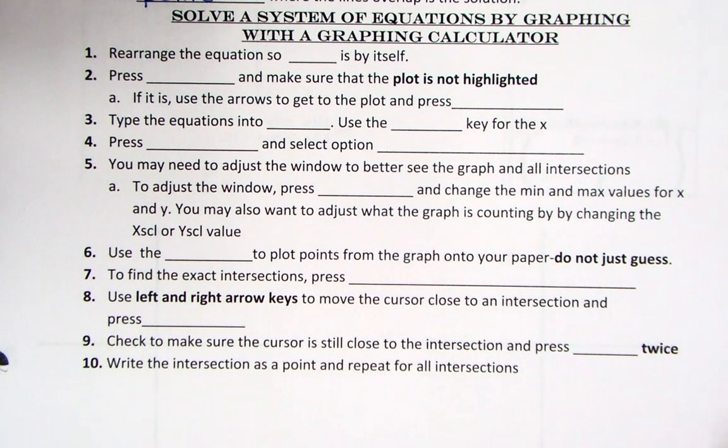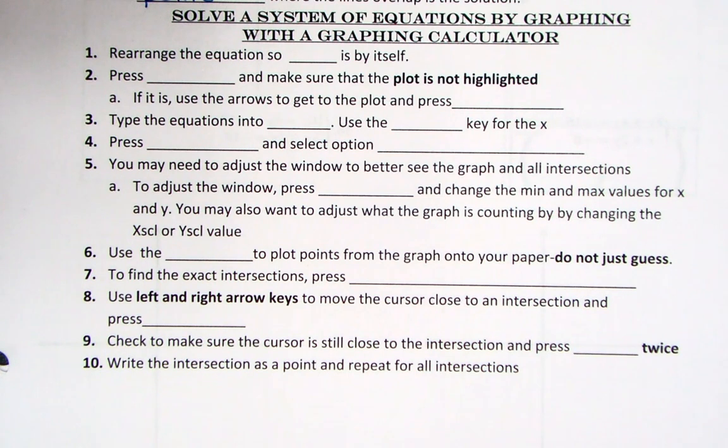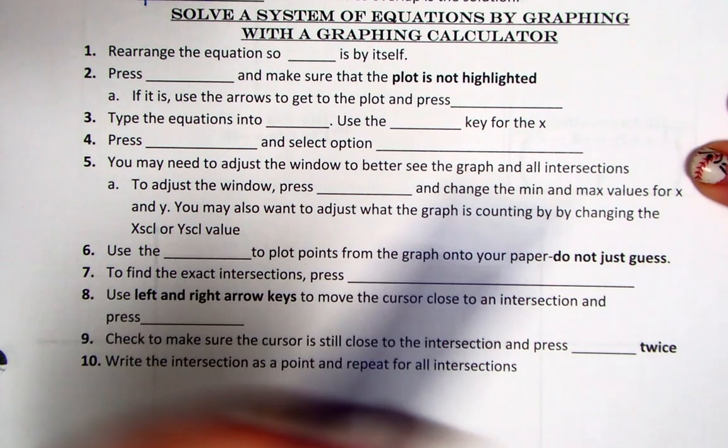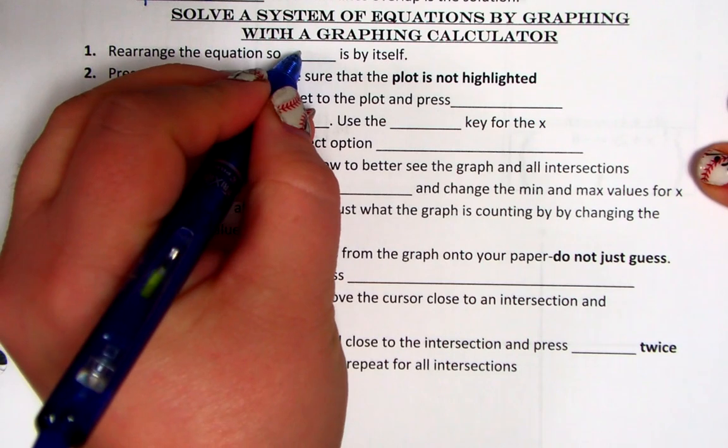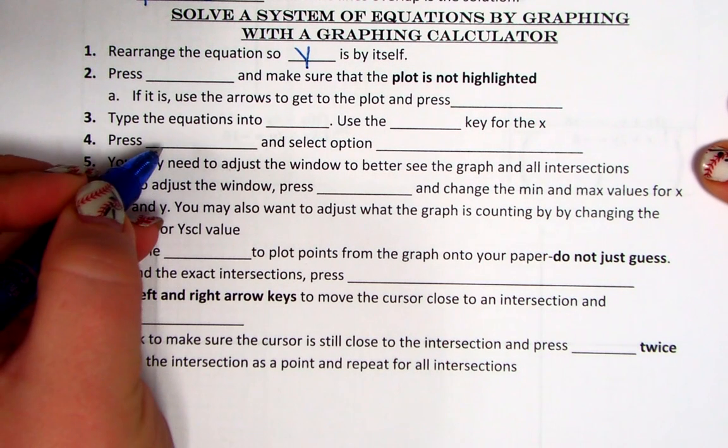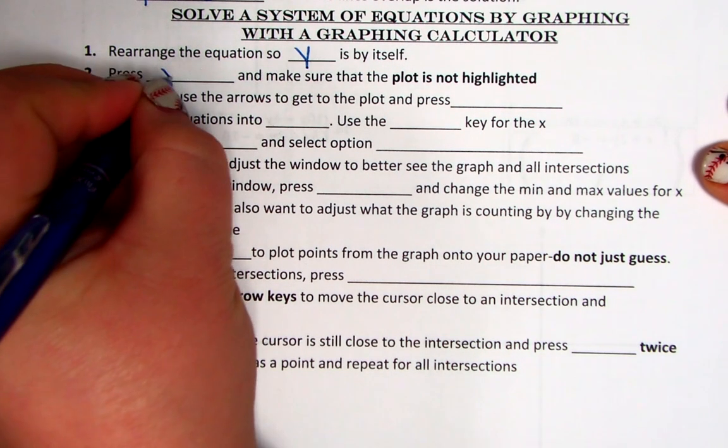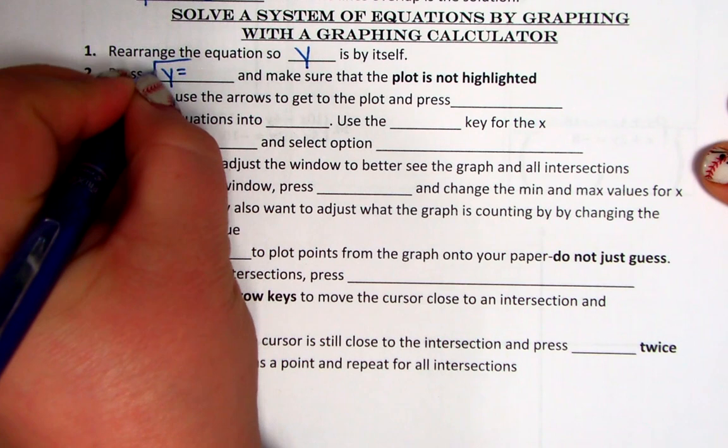So when you are graphing on your graphing calculator, there's a few steps that you're going to need to follow, and you're going to get really good, hopefully this year, at graphing on your graphing calculator, but this will really be kind of your first exposure. So make sure that you get these written down. First, you have to rearrange your equations so that y is by itself. Then we're going to press y equals.